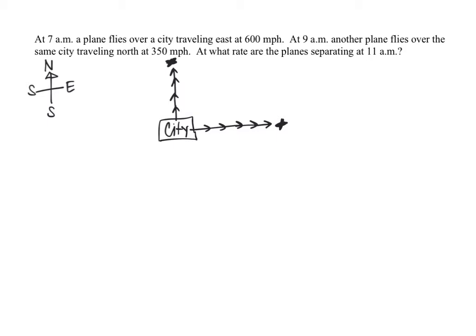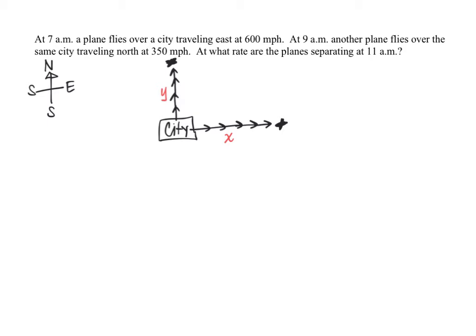So I need to give those distances variable names. Does not matter what letter you use, just be consistent. So I am going to go ahead and let x be the distance between the first plane and the city, and y will be the distance between the second plane and the city.